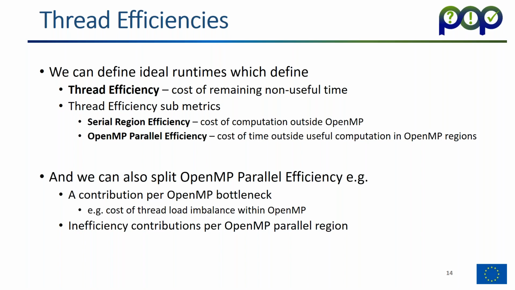And we can keep going and split the OpenMP parallel efficiency. There's two obvious ways to do this. We can actually calculate a contribution per OpenMP bottleneck. For example, we could calculate a contribution due to thread load imbalance within the OpenMP parallel regions. Alternatively, we could split the OpenMP parallel efficiency into a contribution per OpenMP parallel region. So then you actually know which parallel region is most important when it comes to contributions to the inefficiency.